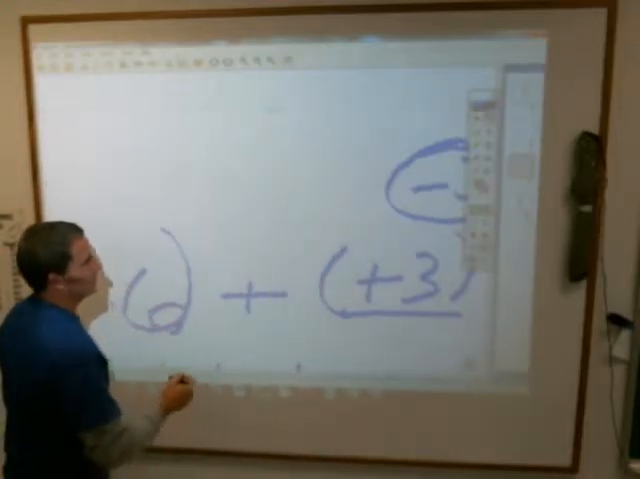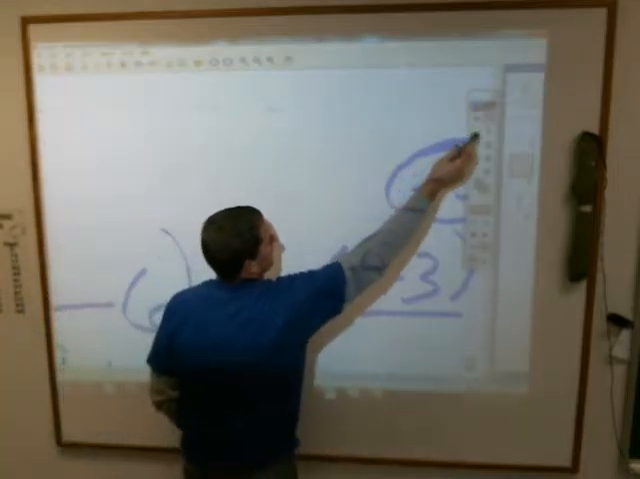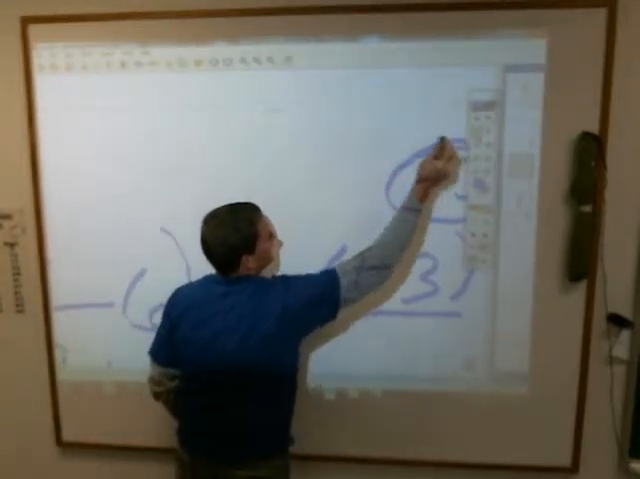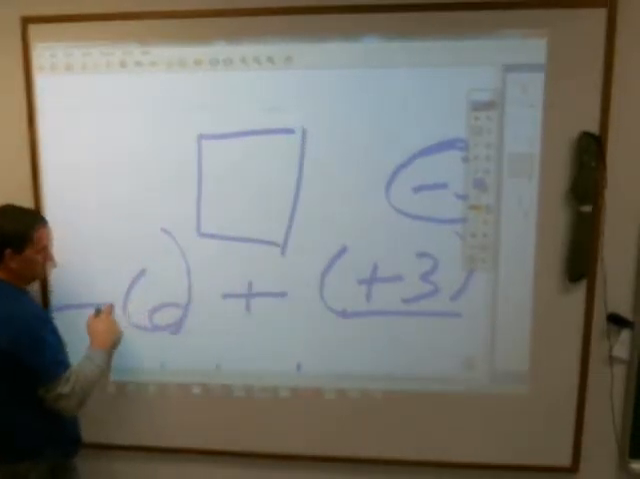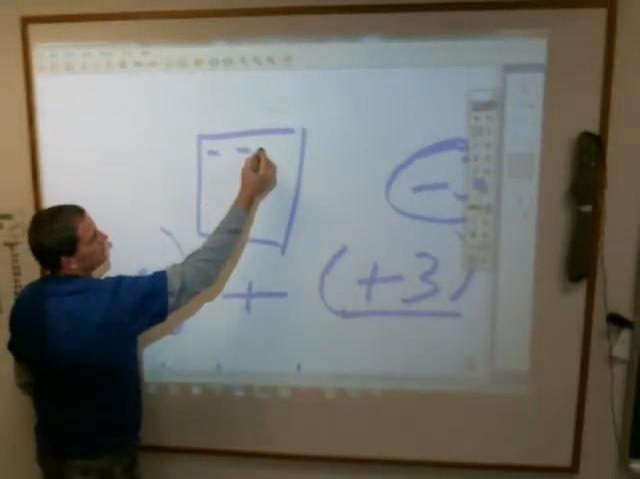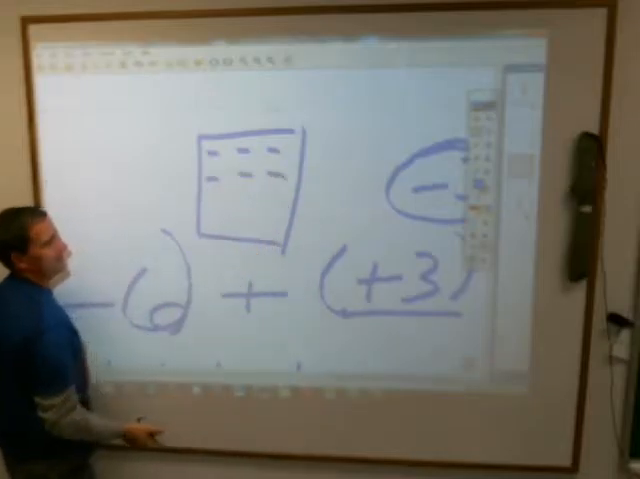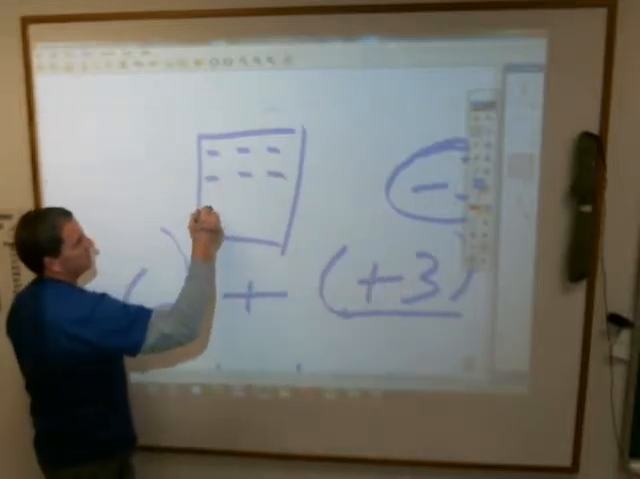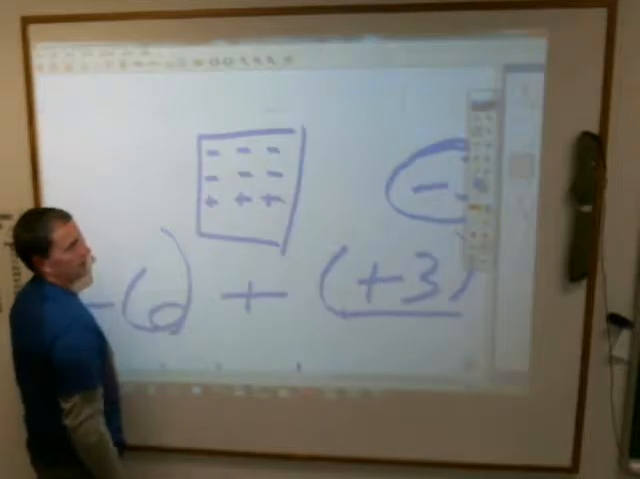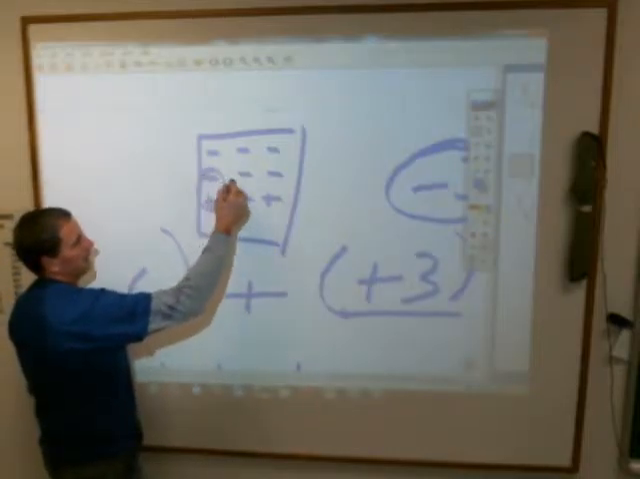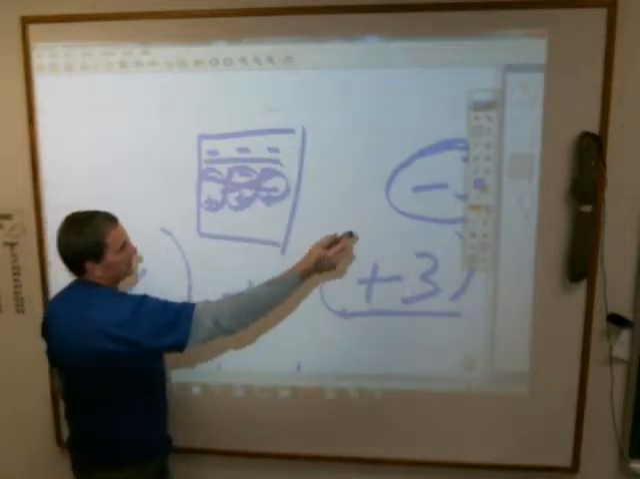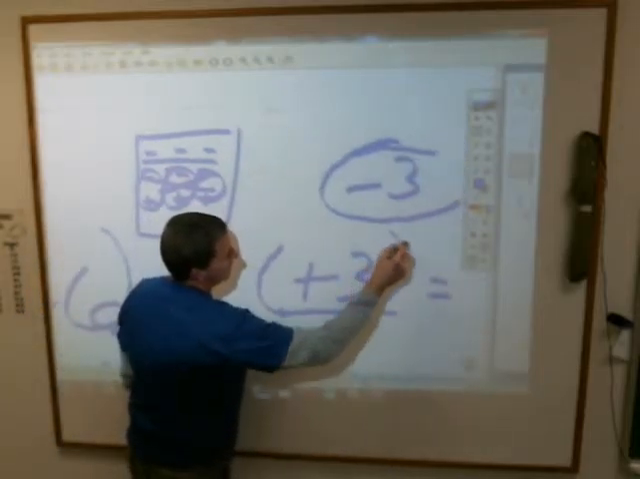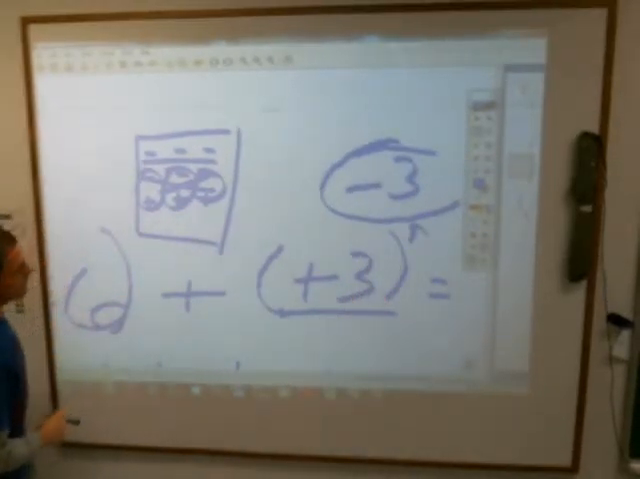Oh, there it is. Here's my bag full of marbles. Oh no, full of positive and negative signs. What am I starting with this time? I'm starting with 6 negatives. 1, 2, 3, 4, 5, 6. I'm adding 3 positives. And what happens? These 3 cancel each other out, and what are you left with? 3 negatives, which is what we have over here. Yes? Should we do this in 6th grade?